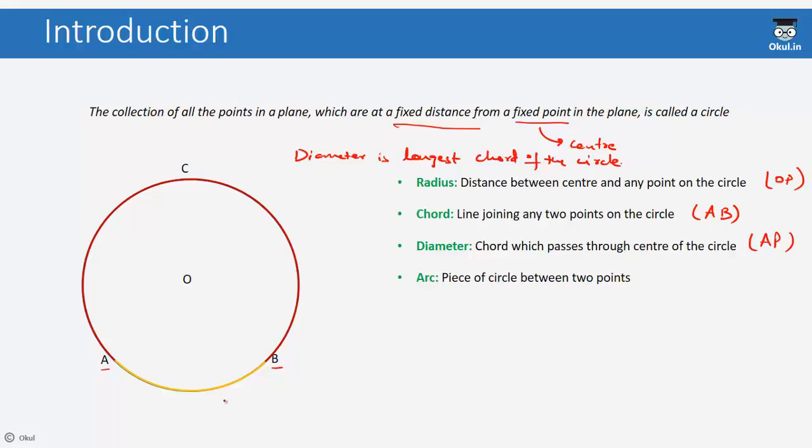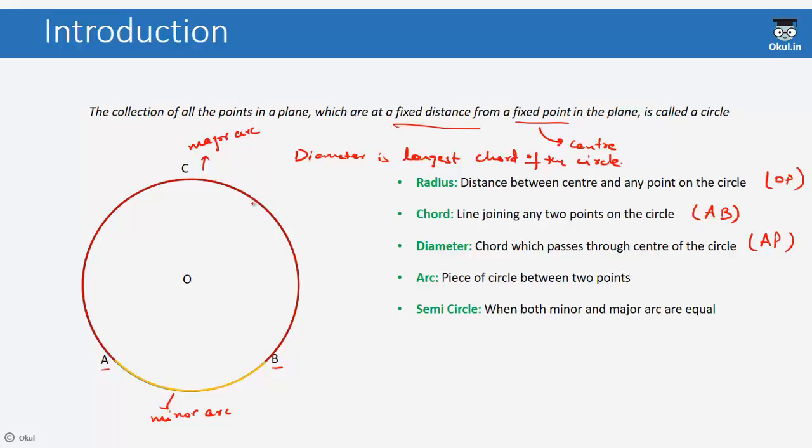Since the yellow part of the circle is less in length, that is it is smaller as compared to the red one, this can be called the minor arc since it is the smaller length arc. And the red one, since it is of greater length, can be called the major arc. Now what is a semicircle?